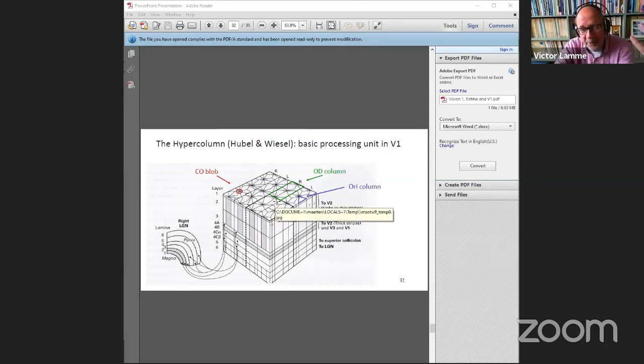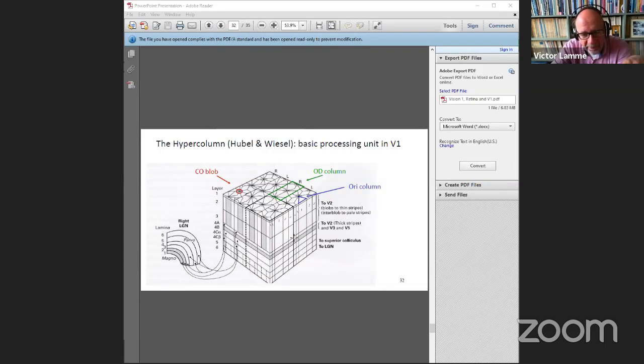But the other important idea of a hypercolumn is that such a hypercolumn is a basic processing unit in primary visual cortex, because in this processing unit, all the orientations are processed or detected. You have this cytochrome oxidase blob, which is not dealt with in these lectures, but later on you may see that it is particularly important for the processing of color. And you have the two eyes being in such a column.